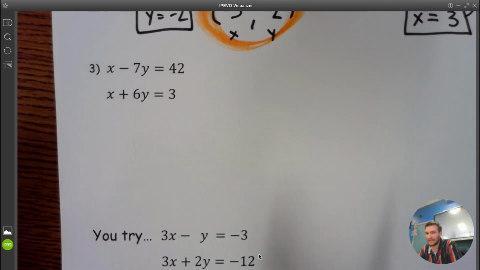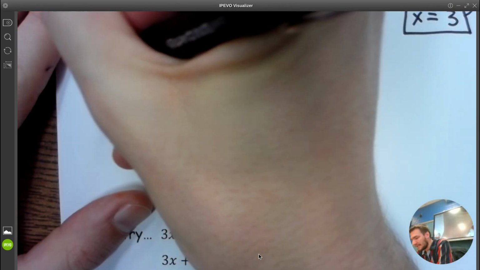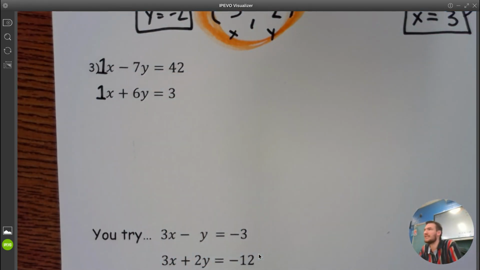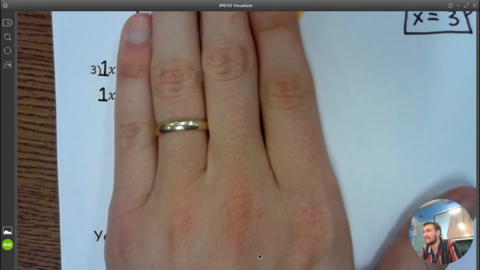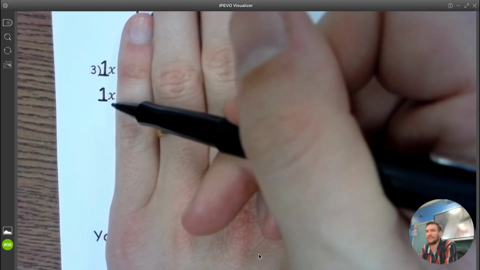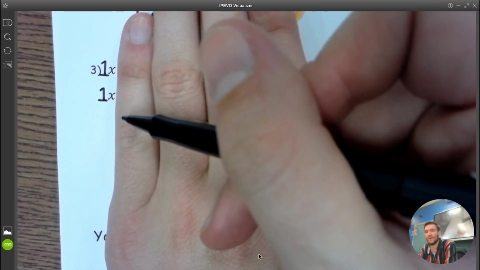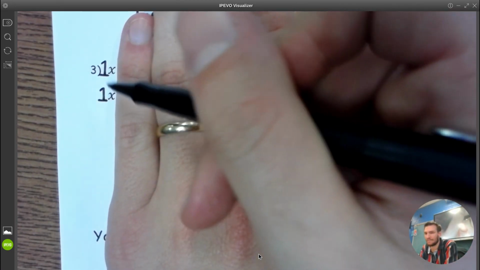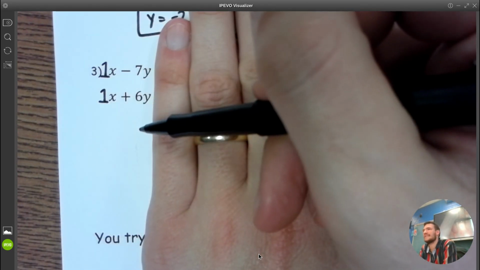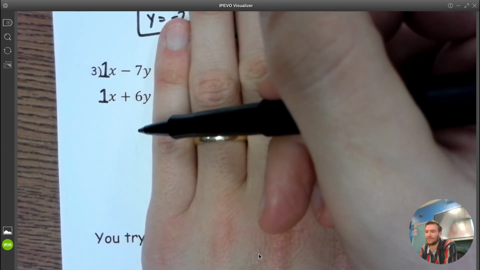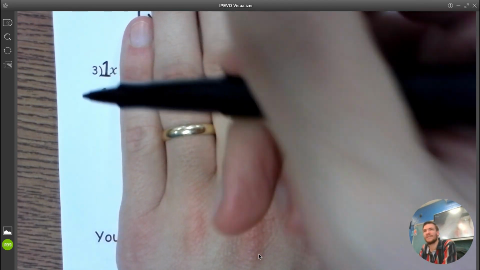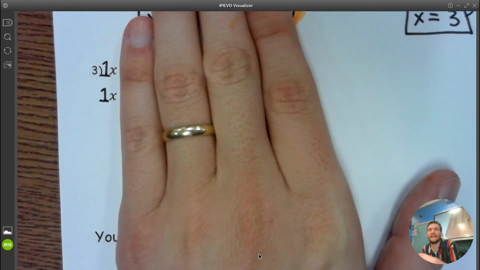Number 3. First of all, I'm going to put 1 in front of both my x's. Just typically a pretty good strategy. When I look at the x's, I've got 1 plus 1, which is 2. That is not 0. That's a problem. That doesn't work. Then I look at the y's. I've got -7, +6. That does not make 0. So I have a problem. But these x's are very close. I can just do a little rewrite and I'll be good.